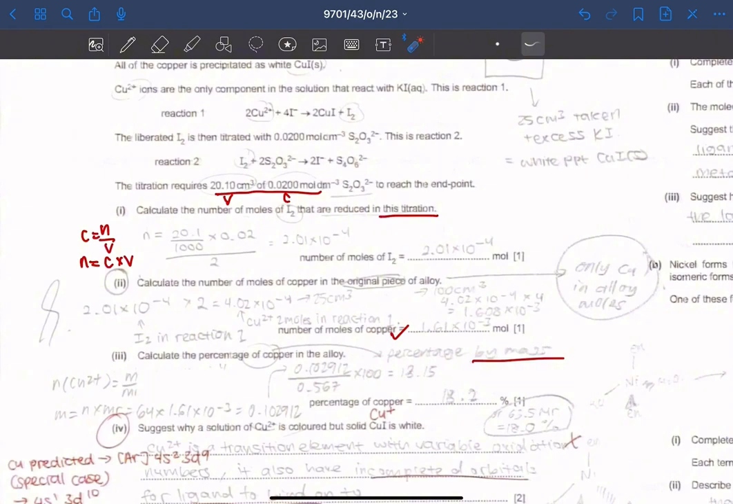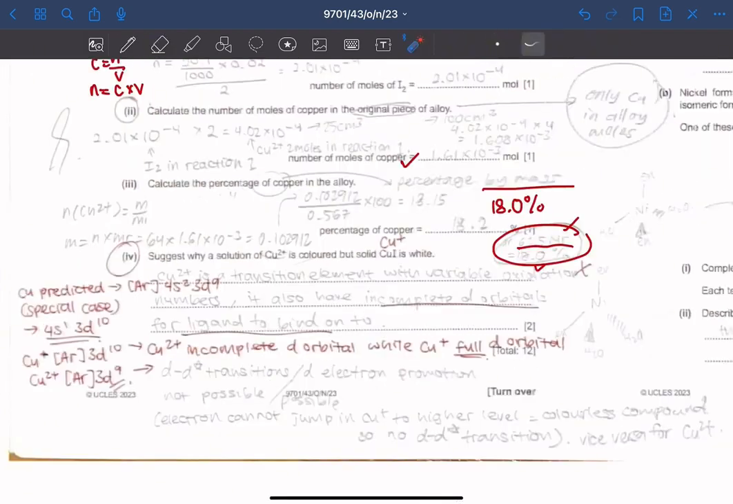18.2%, or in the answer key it actually states 18.0%, rather similar depending on the MR that we use. Like here I said, if we are to use 63.5 as the MR of Cu, we would get 18.0%. So we should actually use this MR, not like how I did. I used 64.